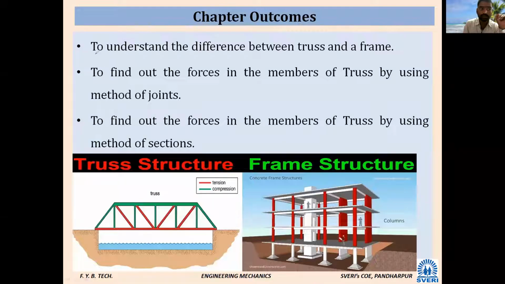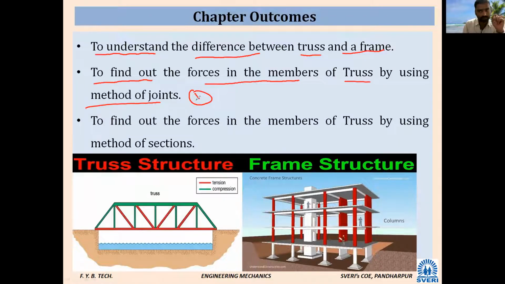What will you get? You can understand the difference between truss and frame. What is truss? What is frame? You will understand. To find out the forces in the members of a truss by using method of joints, and also to find out the forces in the members of a truss by using method of sections. You can find the member forces by method of joints and by method of sections.